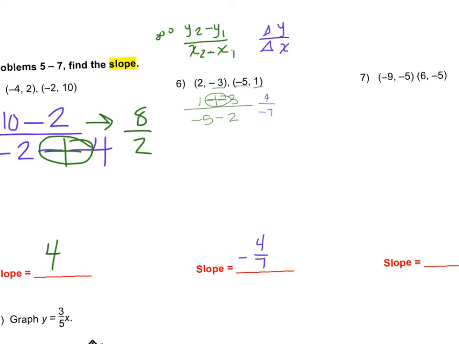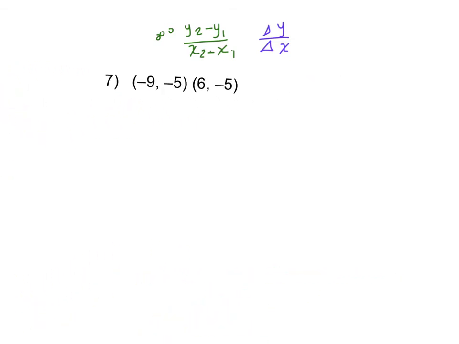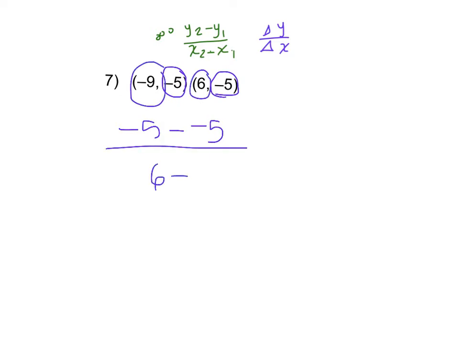Okay. Let's look at the next one. y2, which is negative 5, minus y1, which is also negative 5, over x2 minus x1, which is negative 9. Double negatives both top and bottom. Negative 5 plus 5 is 0. 6 plus 9 is 15. 0 divided by anything is equal to 0.